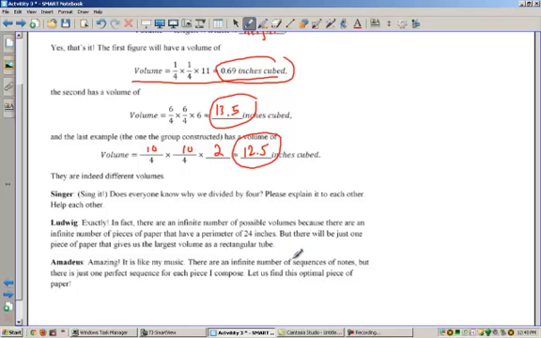Right, so the same idea generalizes to this problem in optimization. There are an infinite number of rectangles that have a perimeter of 24 inches, but there's going to turn out to be just one that gives the largest volume, and so we want to go find this optimal piece of paper.